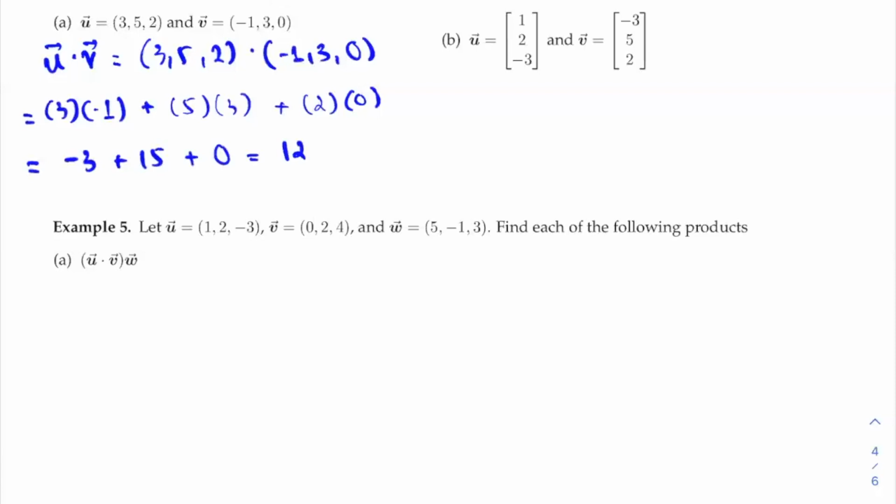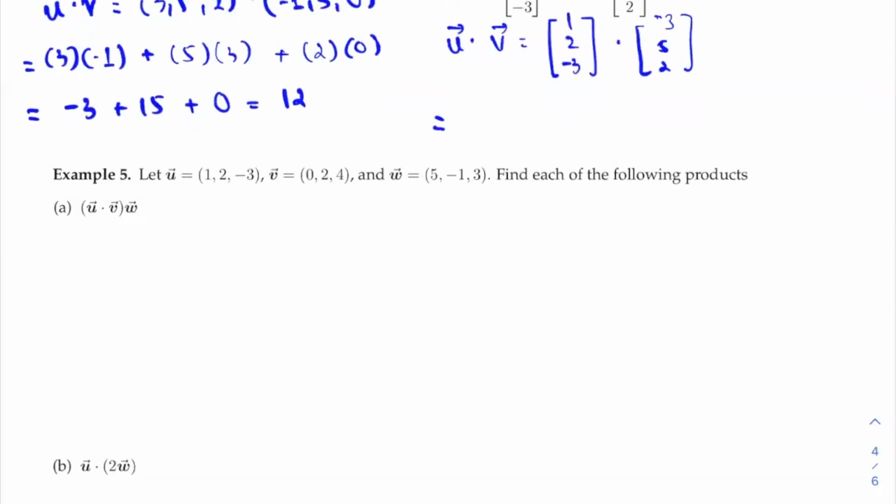Now moving on to part B, the dot product between two vectors: that of 1, 2, negative 3, dot with negative 3, 5, 2. You have 1 times negative 3 plus 2 times 5 plus negative 3 times 2. If you do the calculations correctly, the answer is going to be equal to positive 1. So now let's move on to other problems.